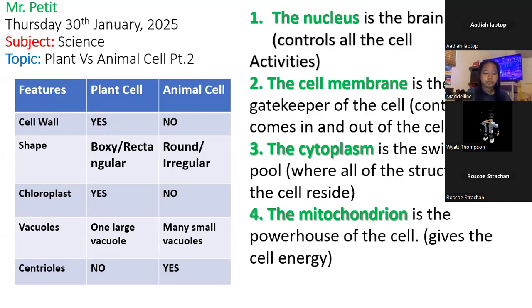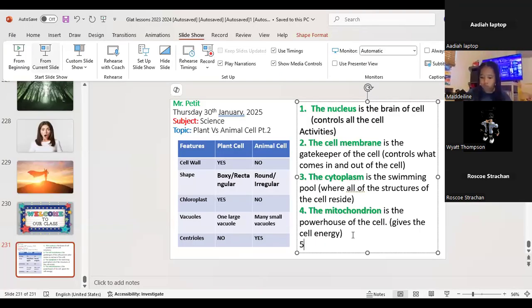Very good. So the nucleus, the cell membrane, the cytoplasm, the mitochondrion, all of these structures, both plant and animal cells have. Plant and animal cells have a nucleus, cell membrane, cytoplasm, and mitochondrion. And then finally, number 5, we have the vacuole.